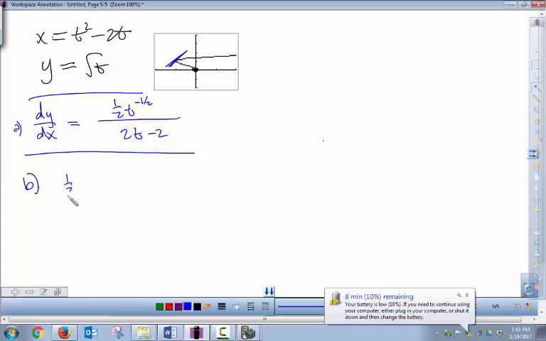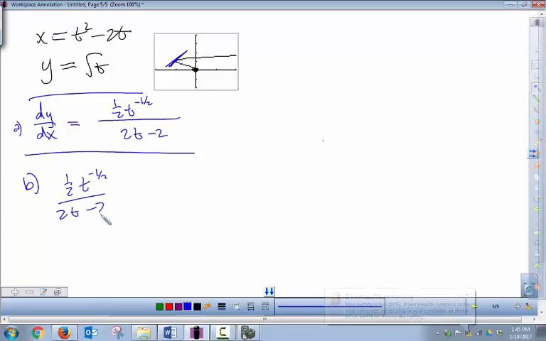So I have a 1/2 t to the negative 1/2 over 2t minus 2 equal to 1. Right? So I would just multiply both sides. 1/2 t to the negative 1/2 is equal to 2t minus 2.